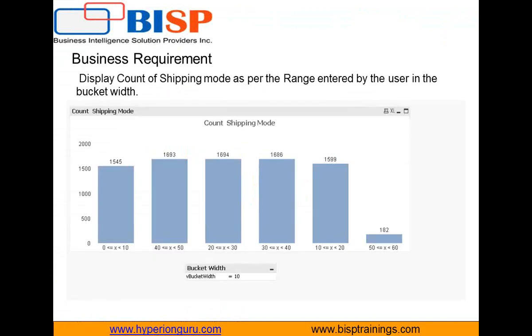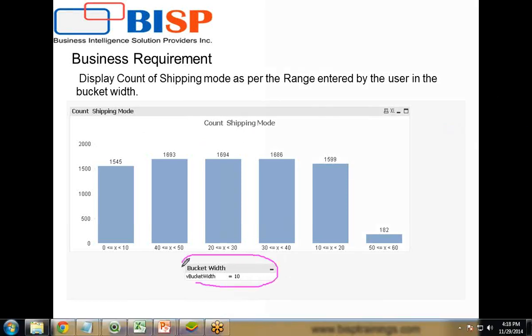So this is my requirement. I would like to display the count of shipping mode, as you can see, the total count of shipping mode as per the range entered by the user in the bucket width, and this is the bucket width over here. Here I'm giving the user the flexibility to enter the bucket width or the range by himself. So I will create the same example in Qlikview. Let's see how to do this in Qlikview first.